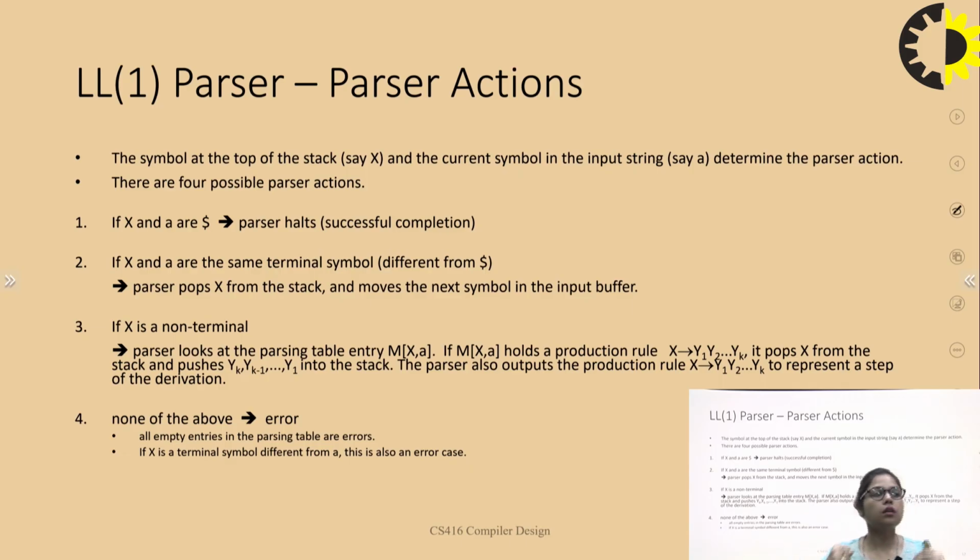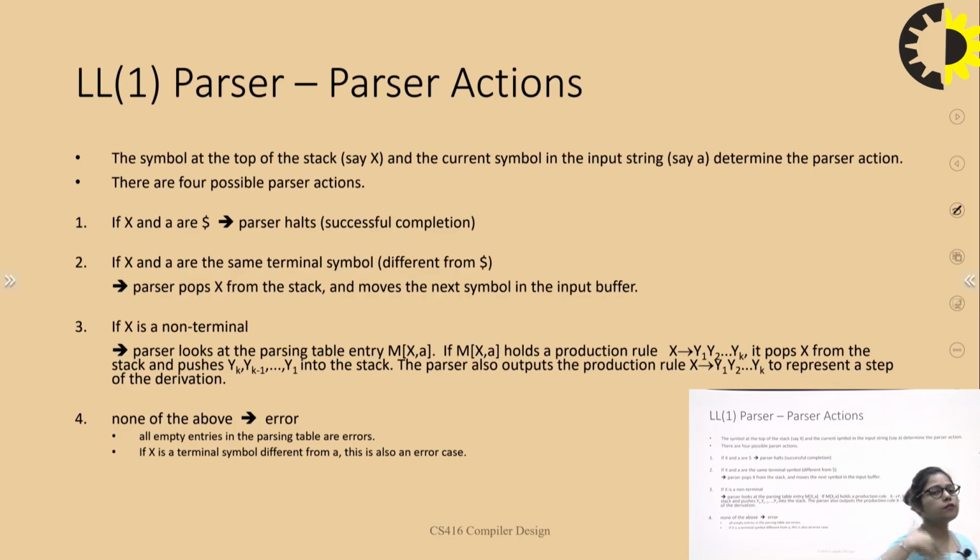If X is a non-terminal, the parser looks at the parsing entry M of X, A. If M of X, A holds a production X determines Y1, Y2 through YK, it pops X from the stack and pushes YK, YK minus 1, and so on up to Y1 onto the stack. The parser also outputs the production rule X determines Y1, Y2, YK to represent a step of the derivation.